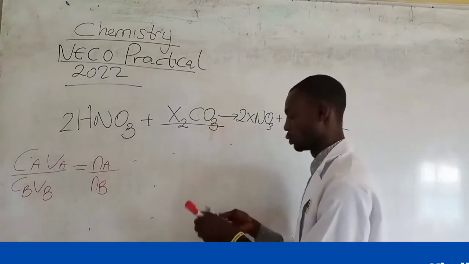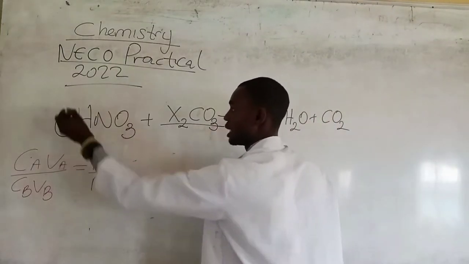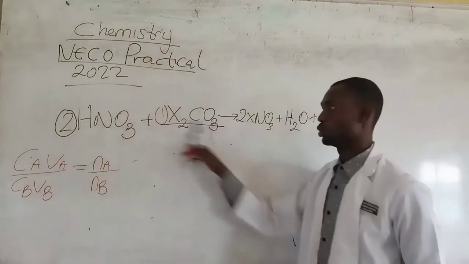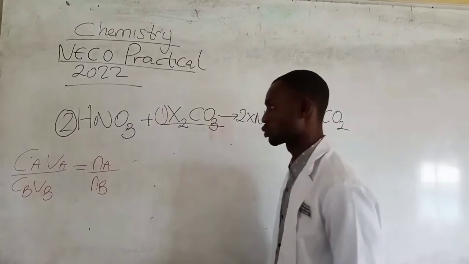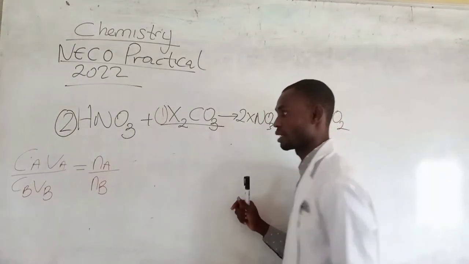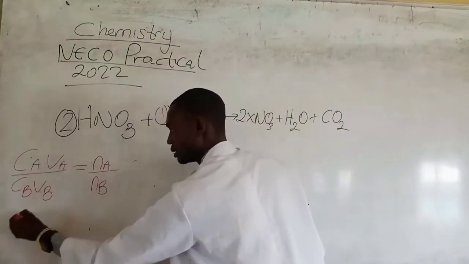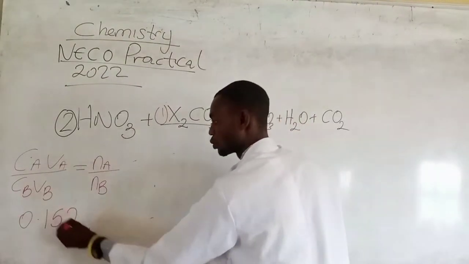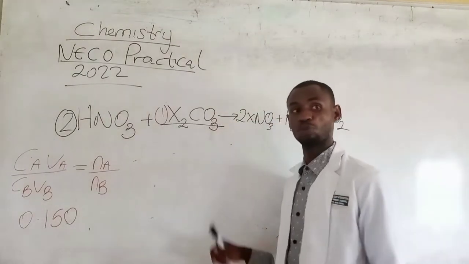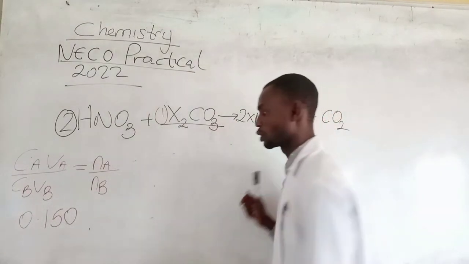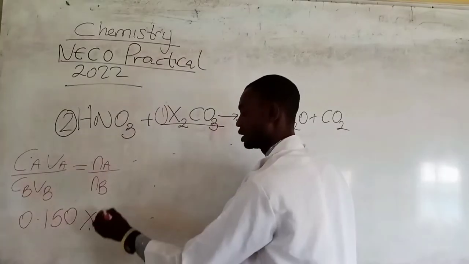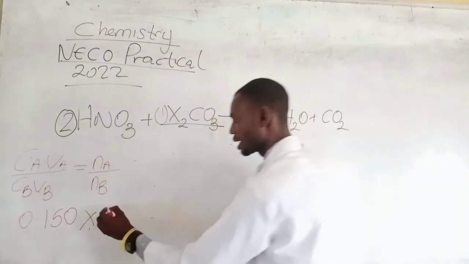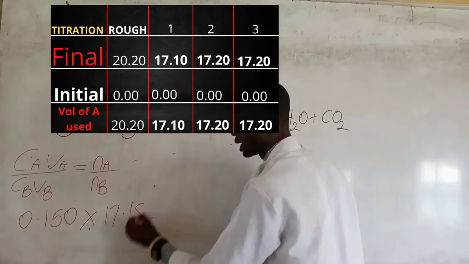NA is the mole ratio. Here we have 2 as the mole ratio of acid, and 1 as the mole ratio of base. So we are going to substitute those values into the formula right now. Our CA, like I said, is 0.15. That was what we were given in the question, but we add a 0 to it because it must be in 3 significant figures. Multiply by our VA, which is the volume of our acid, and that is 17.18.